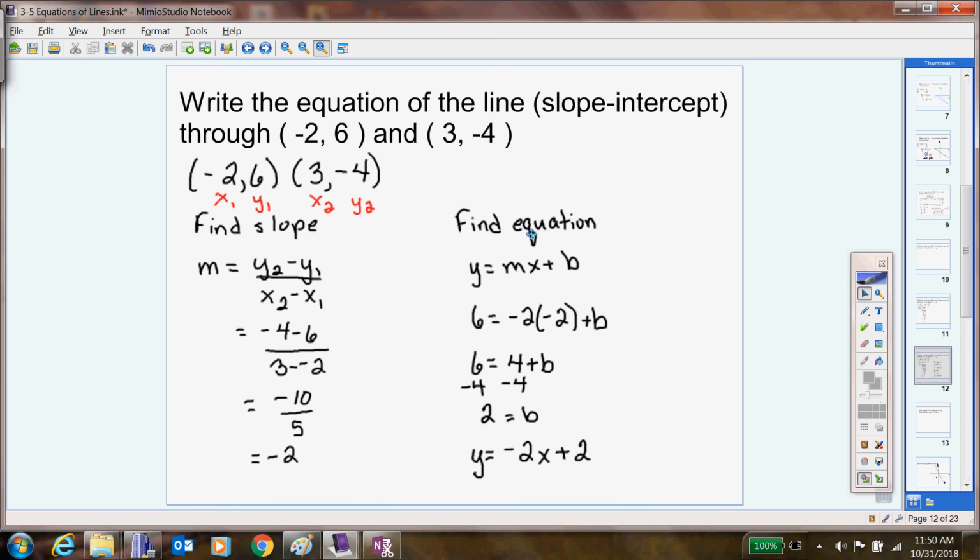The 3, -4. If we had used 3, -4, we still would have gotten the same answer. You still would have gotten a 2. We still would have the same final answer. So that would be it.